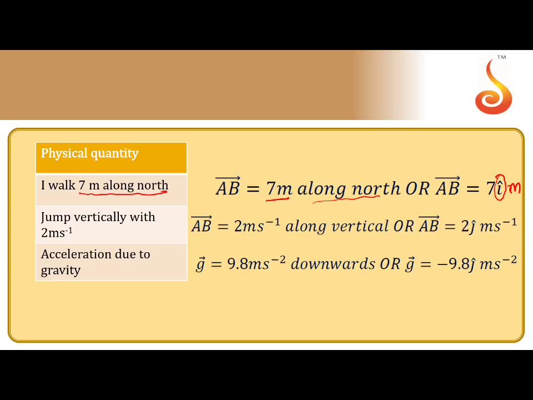When I jump vertically up with 2 meter per second, the velocity vector is 2 meter per second vertically up. Instead of that, vertically upward direction, that is y-axis, unit vector is j cap. You can write it as 2 j cap meter per second. Same way I discussed about acceleration due to gravity.